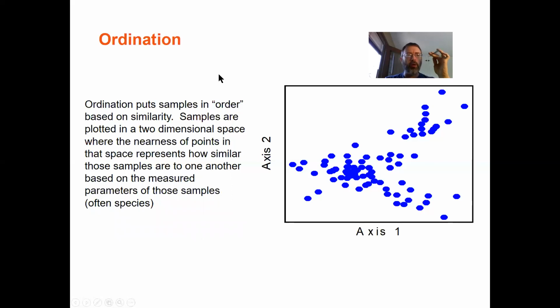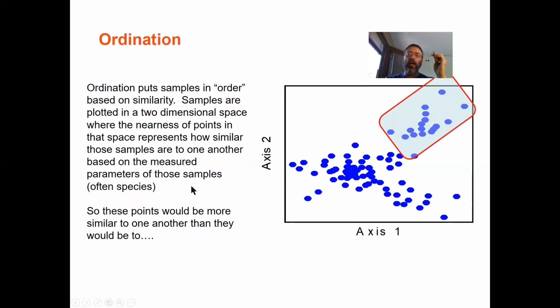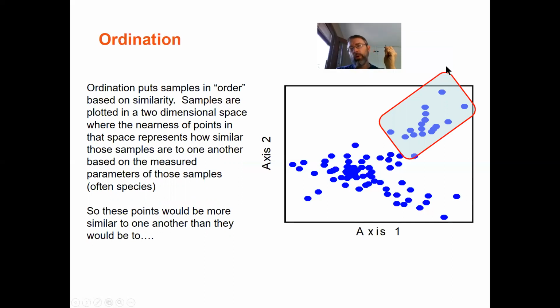The samples are put in order based on similarity. Samples are plotted in a two-dimensional space where the nearness of the points in the space represents how similar those samples are to one another based on the measured parameters of the samples, which is often species. Okay, so in an ordination diagram, for example, we would say these plots are more similar to each other than they are to these plots. That's the basic way you interpret an ordination diagram.